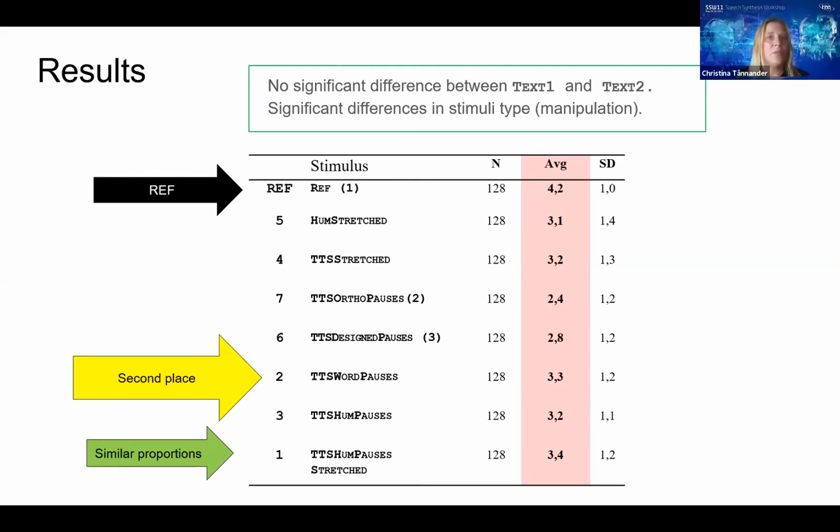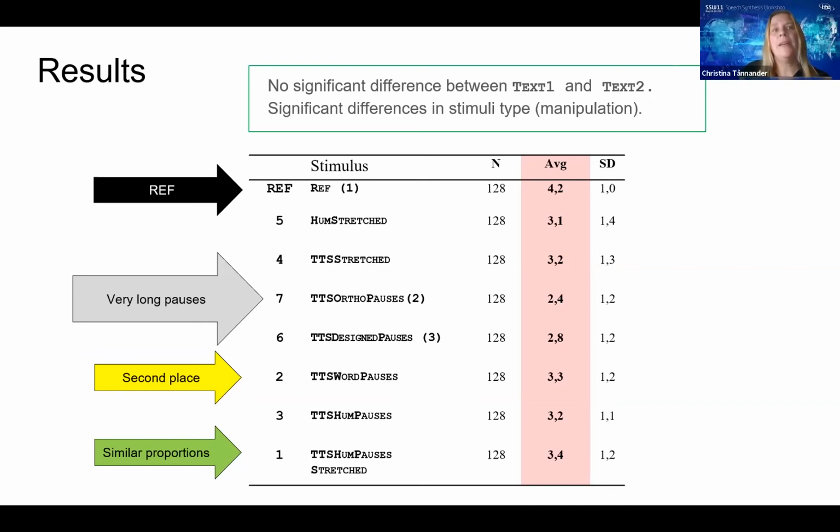Next, on second place was TTS word pauses, with pauses inserted between each word. This was a surprise for us. We didn't think it would score that high, but almost very close to the first place with a score of 3.3.